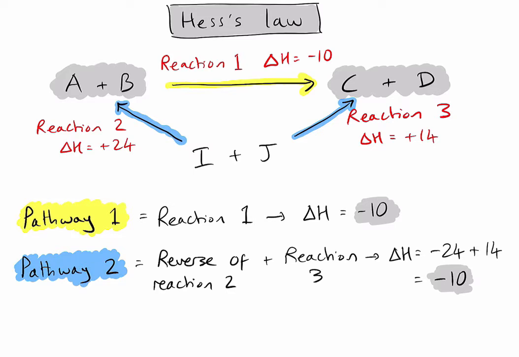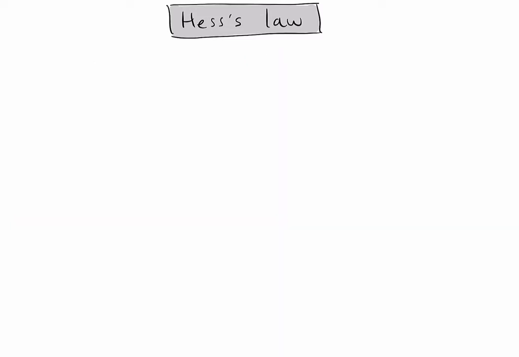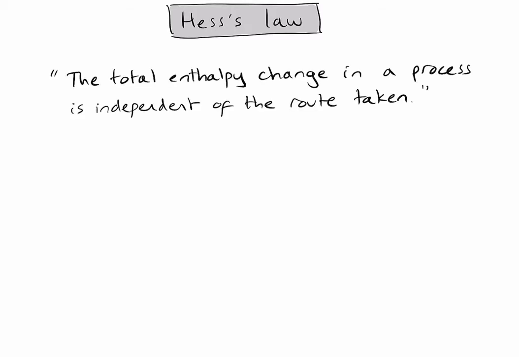Let's now summarize the key points from this video. Firstly, Hess's law states that the total enthalpy change in a process is independent of the route taken. And the one complication is if I am doing a reverse reaction to the data I'm given, I need to change the sign on my enthalpy change for that reaction.